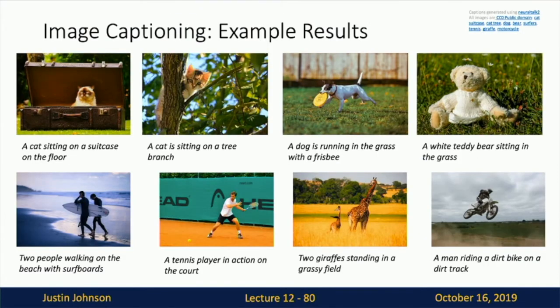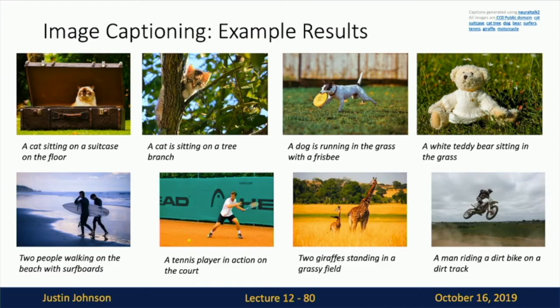Sometimes when you train this on a data set of images and associated captions, these image captioning models seem to produce really shockingly good descriptions of images. Here, the one at the upper left says a cat sitting on a suitcase on the floor, which is pretty good. That's a lot more detail than we were able to get out of our previous image classification models that just output a single label.